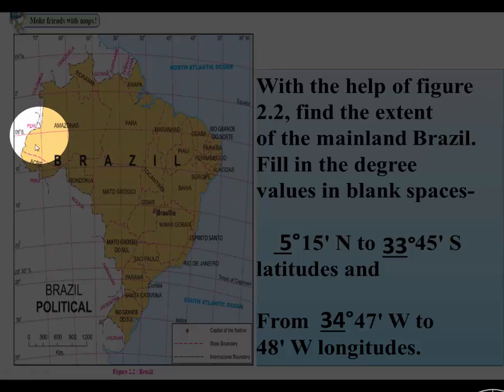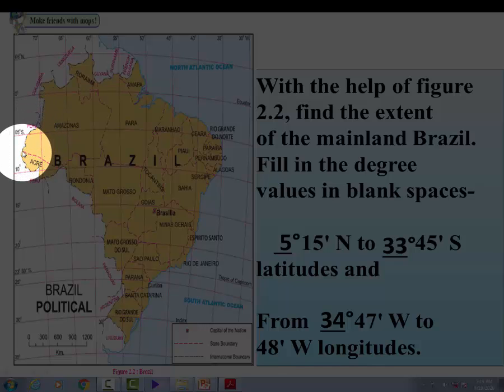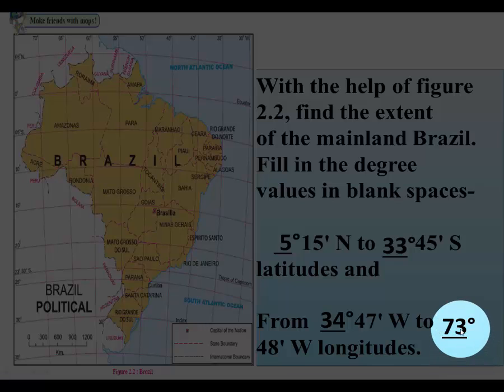How many west? See here, just pay attention to my cursor. Okay, the maximum extent of Brazil from west to west is, see, it's more than 70. It lies here, it's more than 70. Let's see the answer. This is 73 degree and 48 minute west longitude. Longitude means the vertical lines on the globe.